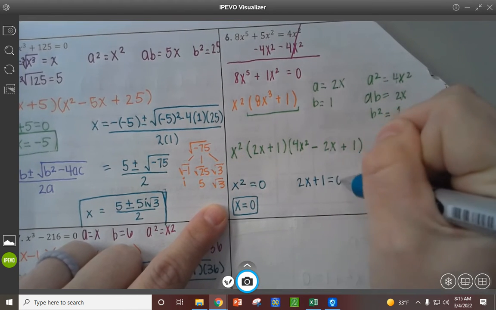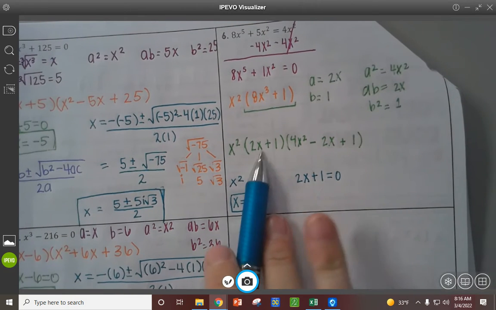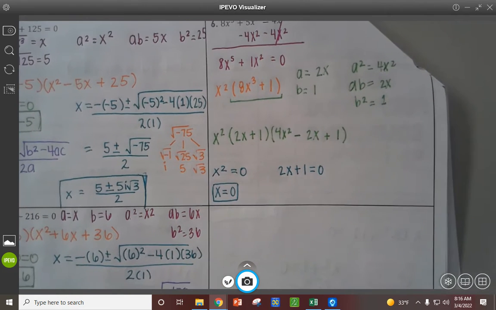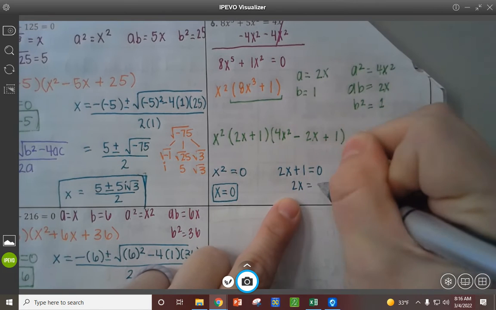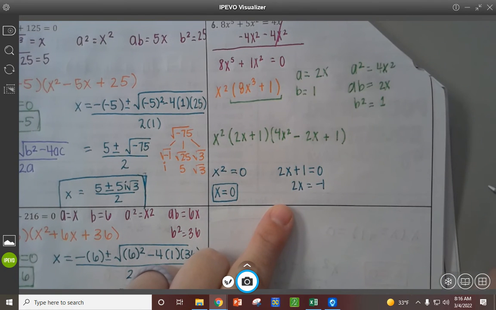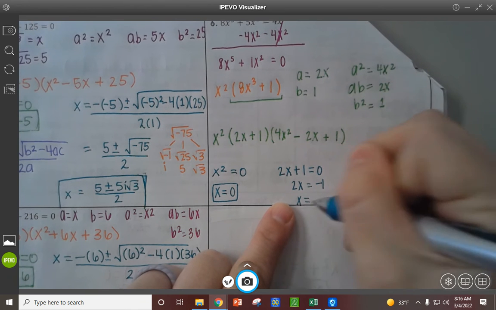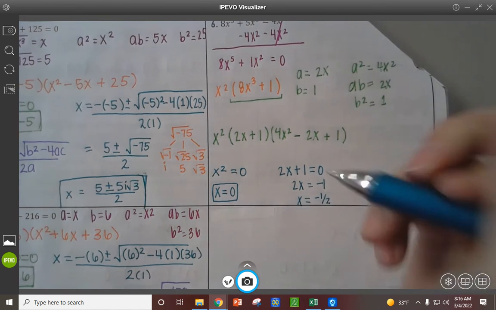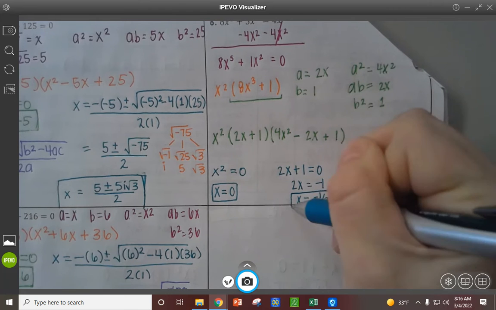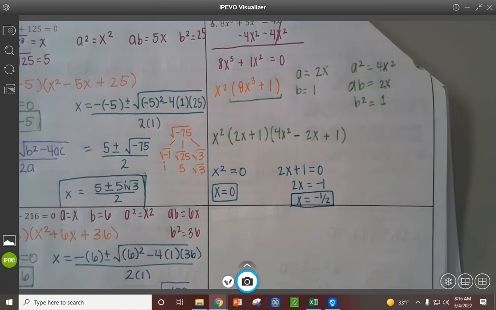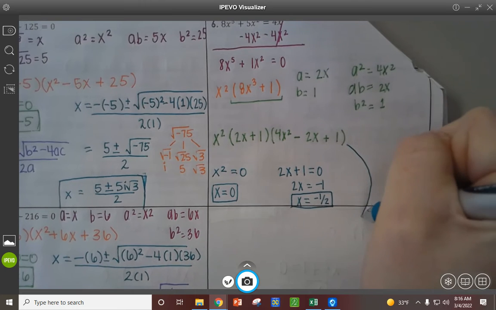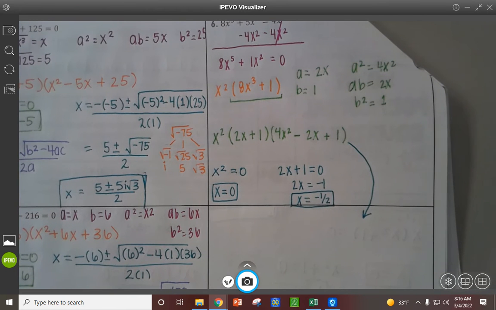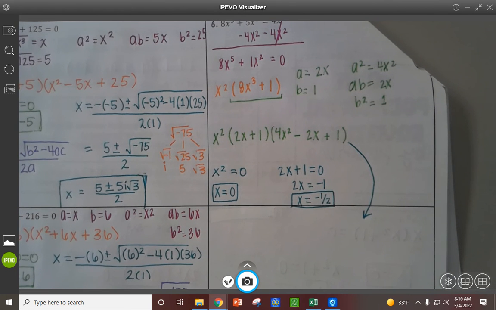2x plus 1 equals 0. So we're setting each factor equal to 0. And we get 2x equals negative 1. And then dividing by 2, x equals negative 1/2. And then this other one, how are we going to get the x-intercept on that other one? Quadratic formula.